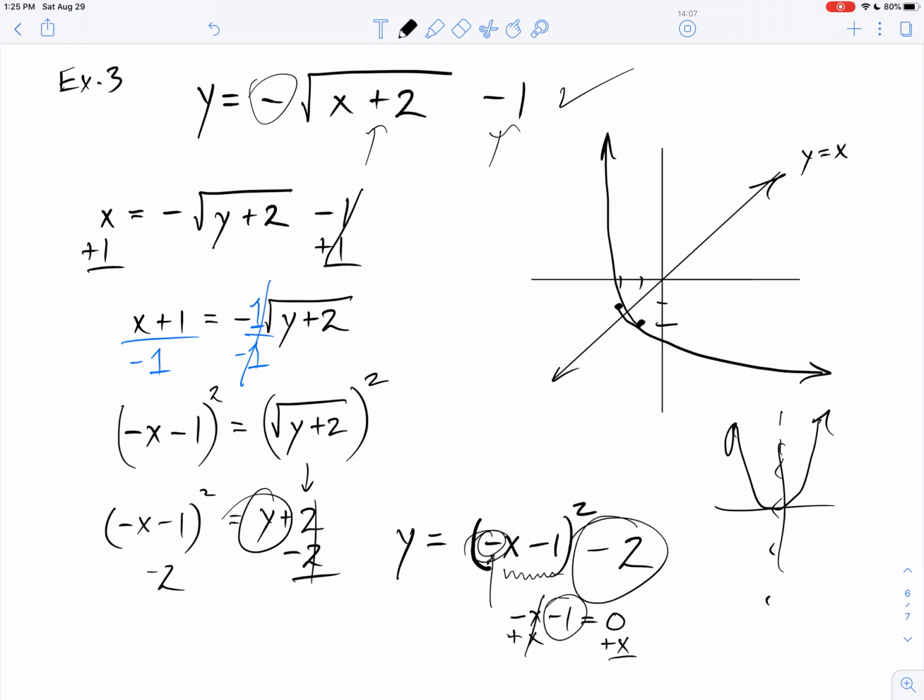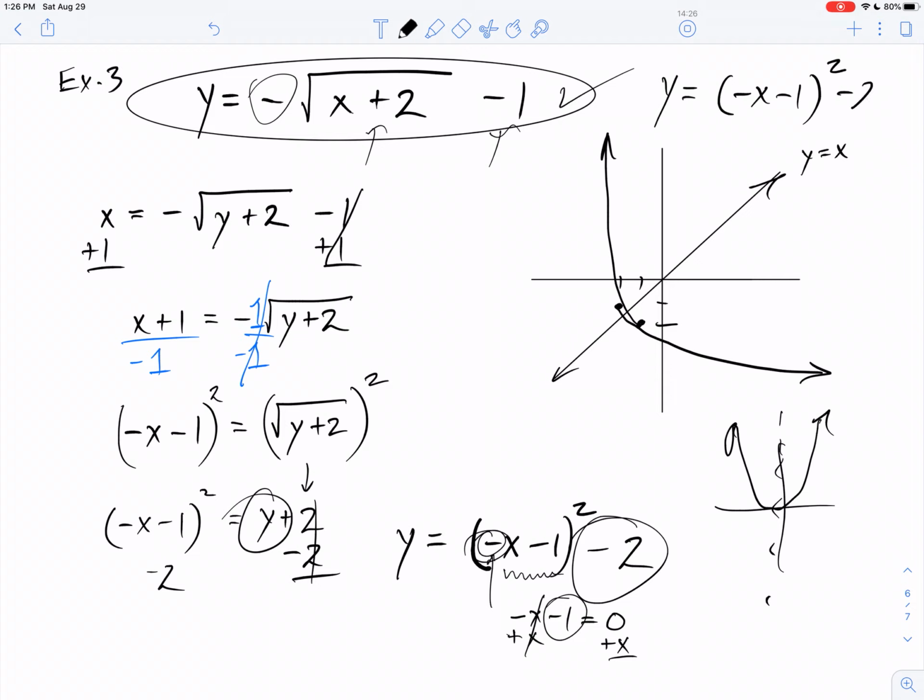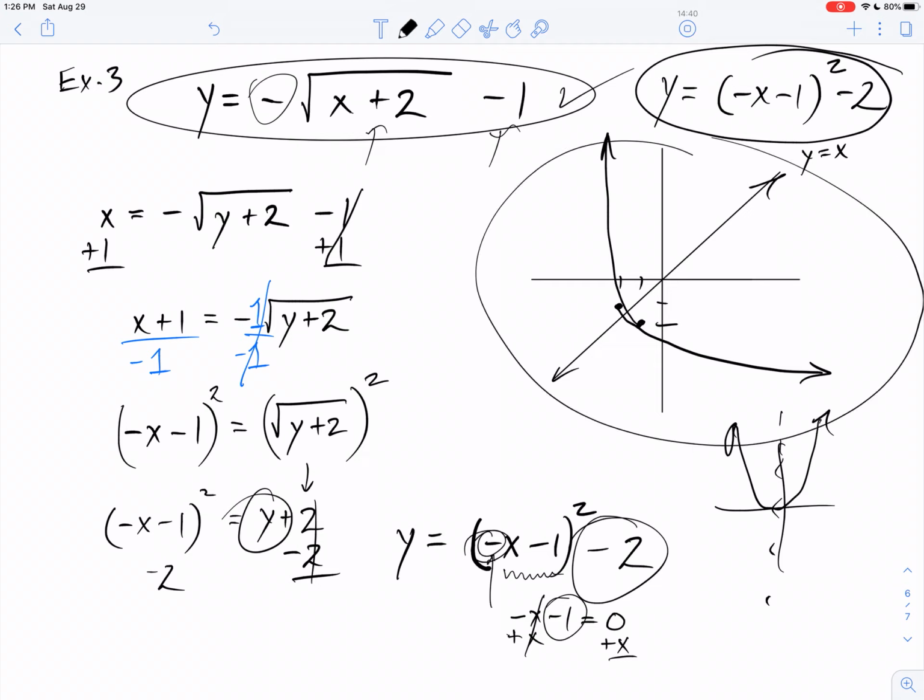Now, let that kind of sink into your brain. Remember, the original problem was right here. And my inverse answer looked like this. When you finally get to the assessment, part of my question is going to be find the inverse. The other part is going to be, can you hand sketch a graph for me based on your knowledge of parent functions, etc.